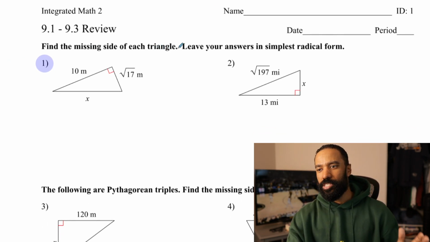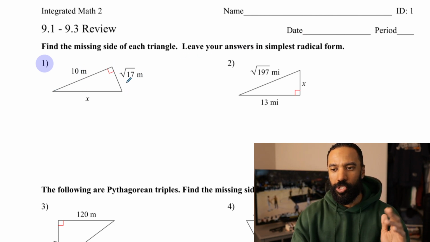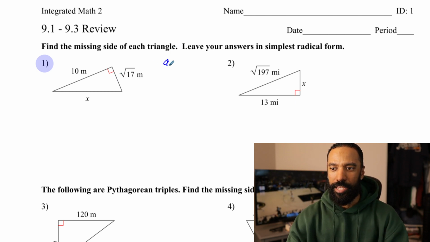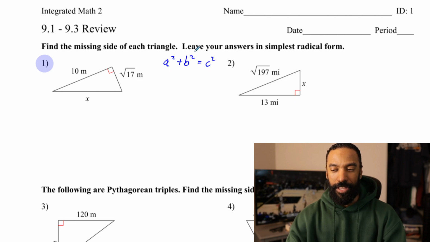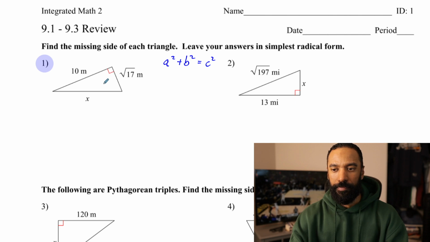All right, find the missing side of each triangle. Leave your answers in simplest radical form. You have right triangles with two known sides and not the third side. This is where the Pythagorean theorem is used. A squared plus b squared equals c squared. A and b are the lengths of the legs, and c is the length of the hypotenuse. The hypotenuse is always opposite the right angle. So don't mistake this slanted side as the hypotenuse.